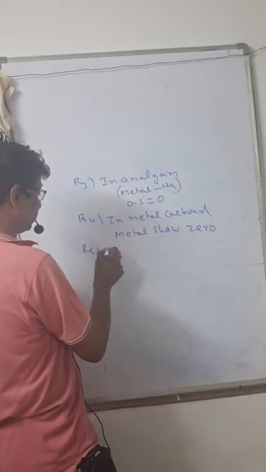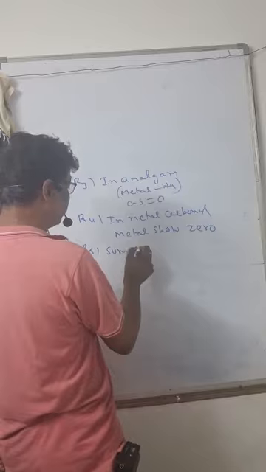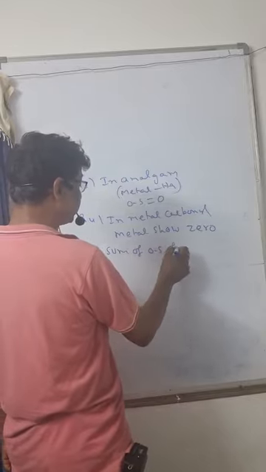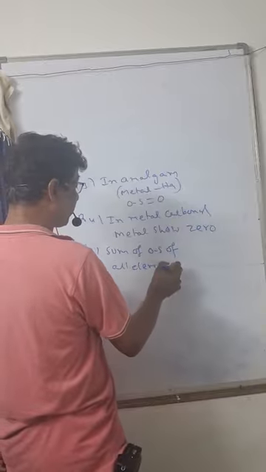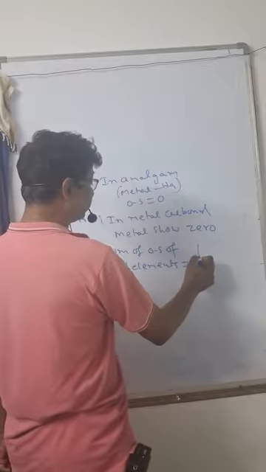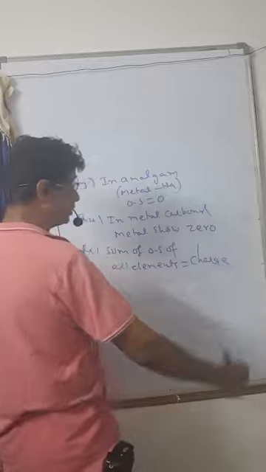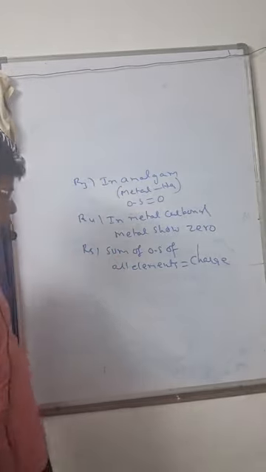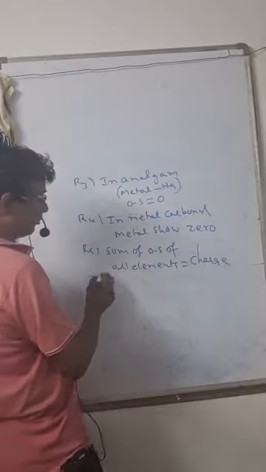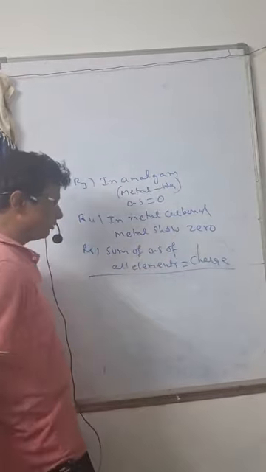Last one, algebraic sum of oxidation states of all elements equals to total charge. These points you have to keep in the mind. Okay? These 5 rules are mandatory. You should remember this.